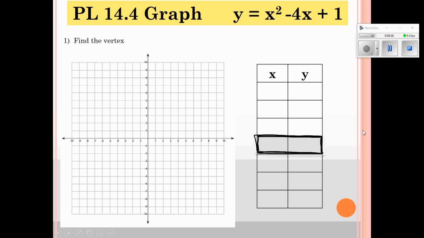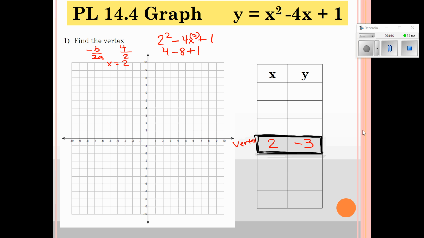So again, we do our negative b over 2a. So opposite of b is 4. 2 times 1 is 2. So we know that x is equal to 2. So here where our vertex goes, we know that x is equal to 2. That's our axis of symmetry. We're going to plug it back into the equation. So we have 2 squared minus 4x plus 1. I forgot to plug it into x. That's a 2. So we have 4 minus 8 plus 1. So that is going to be a negative 3. So now we know our vertex is 2, negative 3. And I'm going to put it in this special box right here.